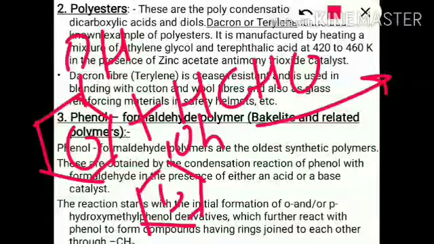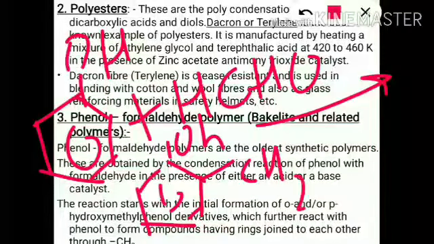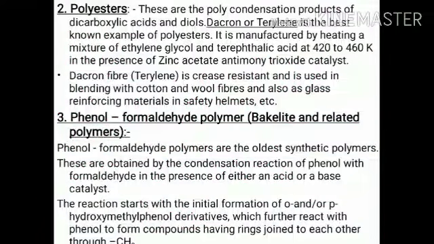Then there is OH and a CH2. That is called bakelite. Many monomer units combine together to form bakelite. Basically, bakelite is used for making switchboards, utensils, and handles of utensils.